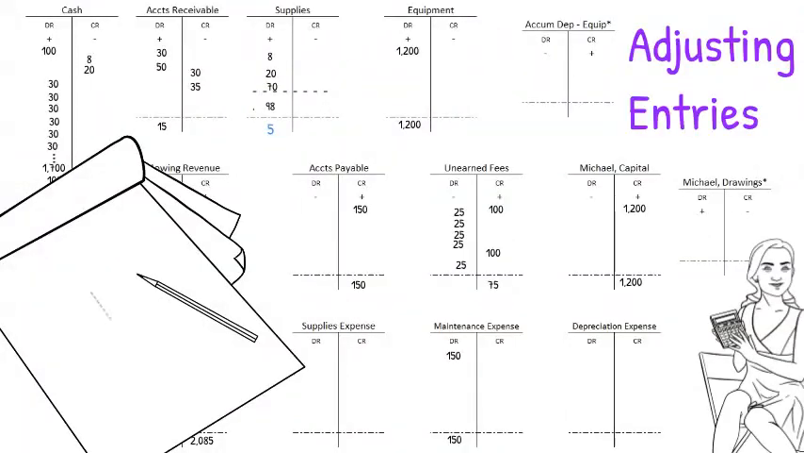I help him adjust the supplies account by calculating supplies expense as the difference between what he's purchased and what he has left. We credit the supply asset account to adjust the balance and debit supplies expense. Depreciation is a whole other ballgame.